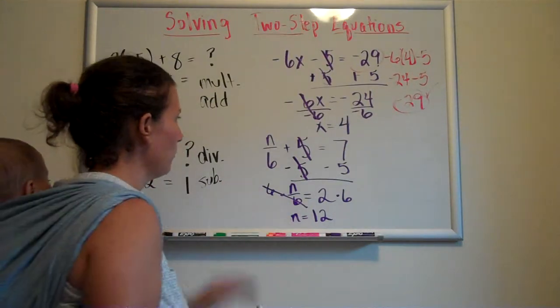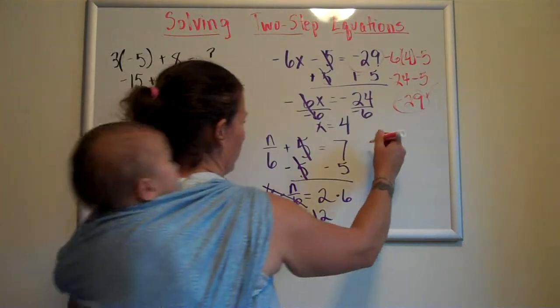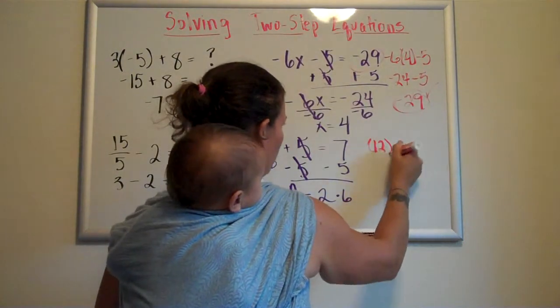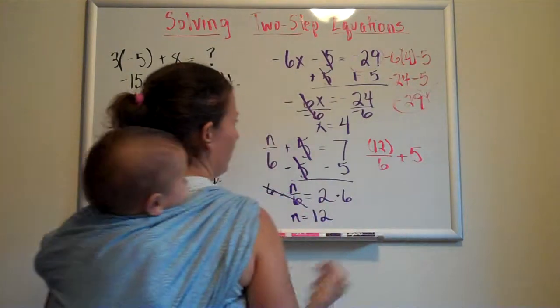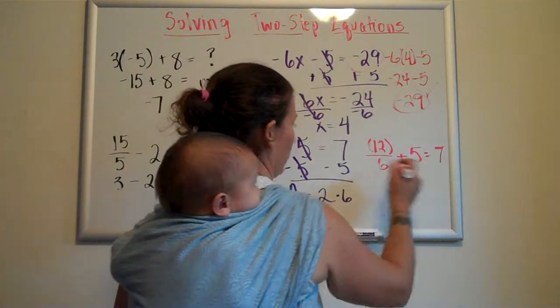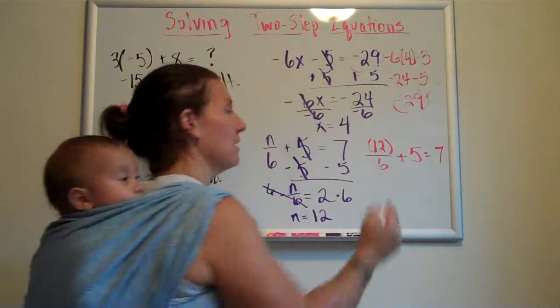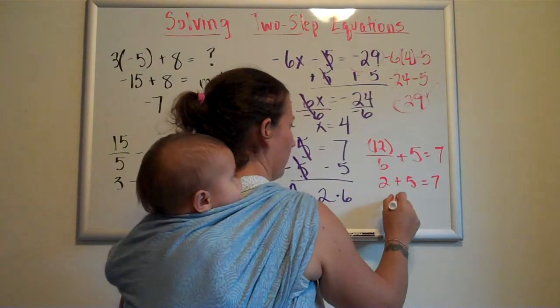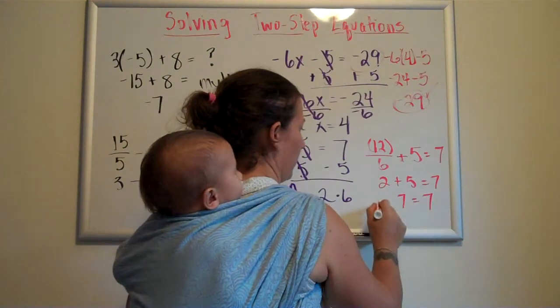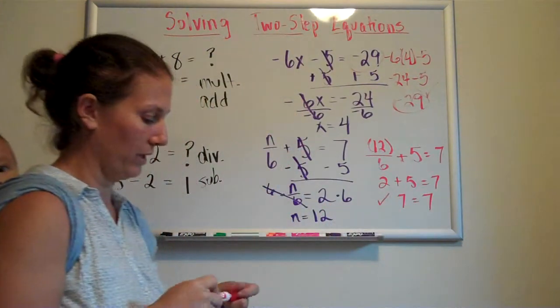So if n equals 12, I want to plug it back into my original equation, and I have 12 divided by 6 plus 5, and that equals 7. So 12 divided by 6 is 2, and 2 plus 5 is 7, and that will work.